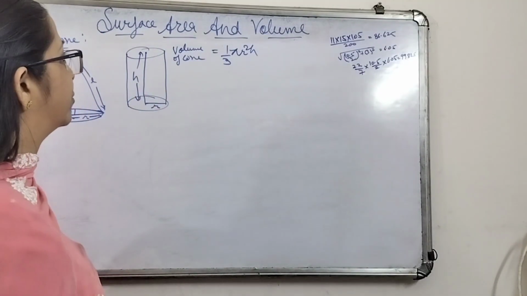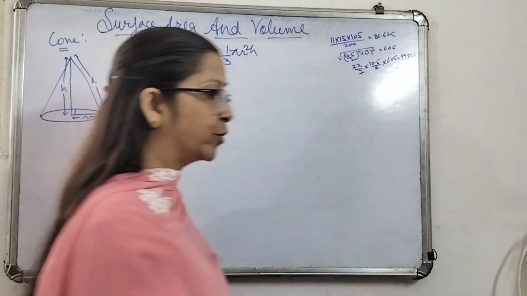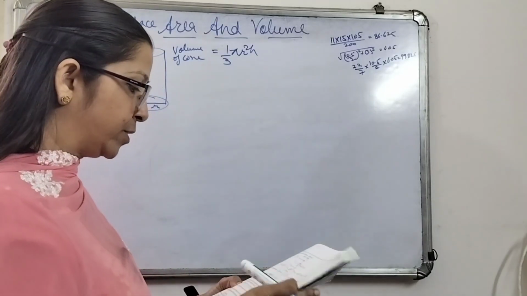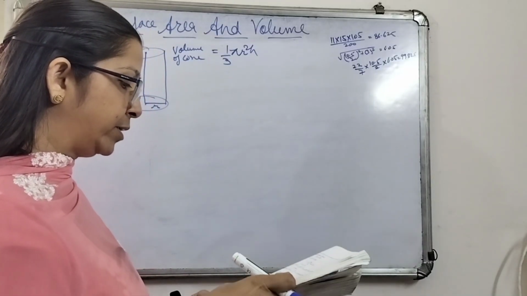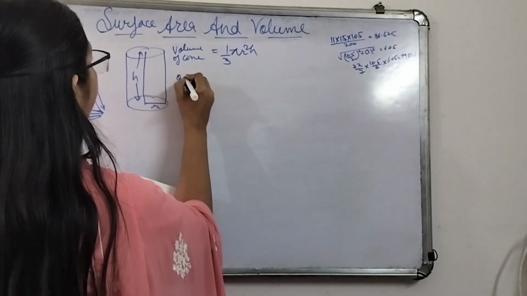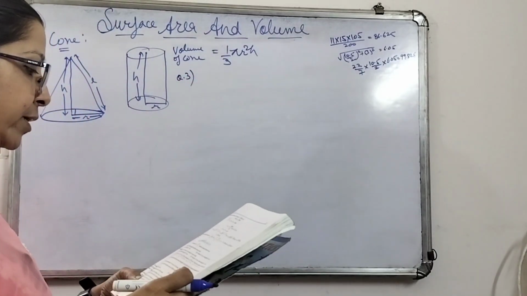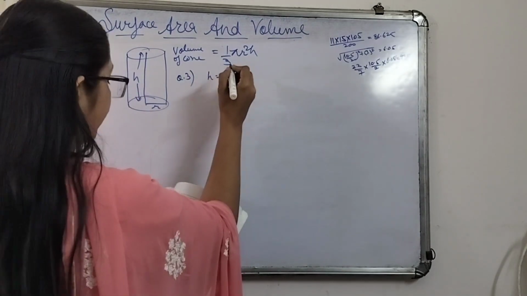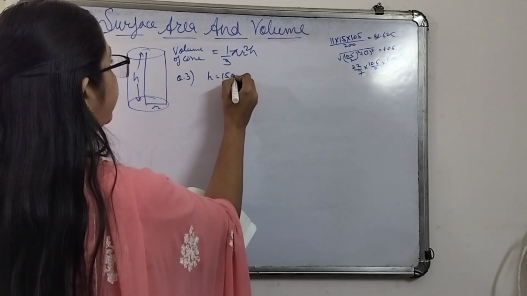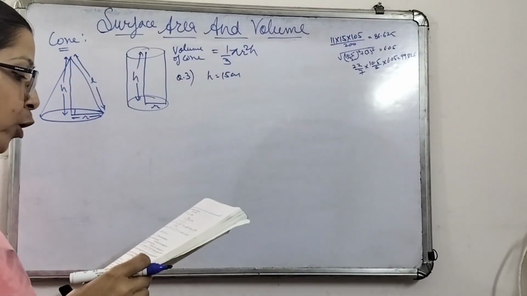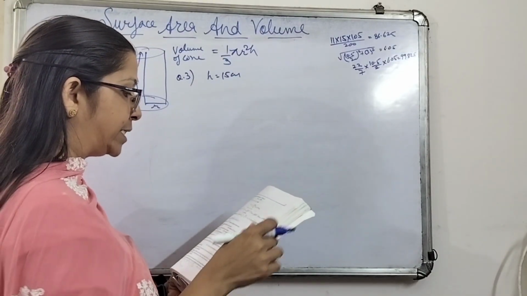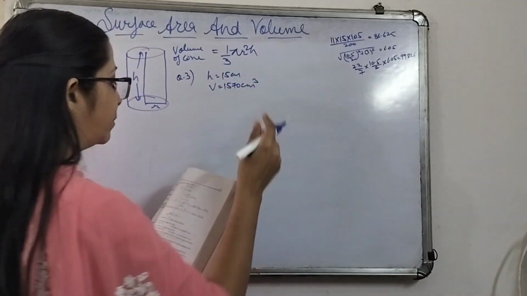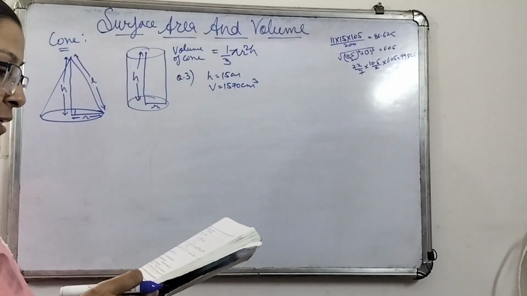Now let's see how we can solve the questions using the formula. So we are taking exercise 13.7. Let's solve some of the questions from exercise 13.7. We are doing question number 3. Question number 3: the height of a cone is 15 centimeter. Height means h is given to us as 15 centimeter. If its volume is 1570 centimeter cube, find the radius of the base.